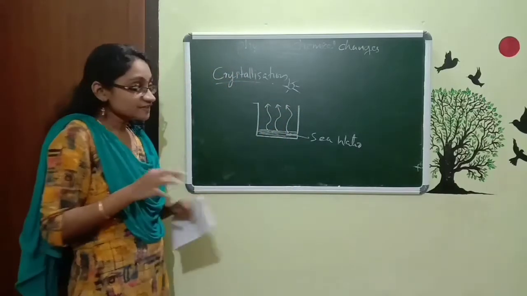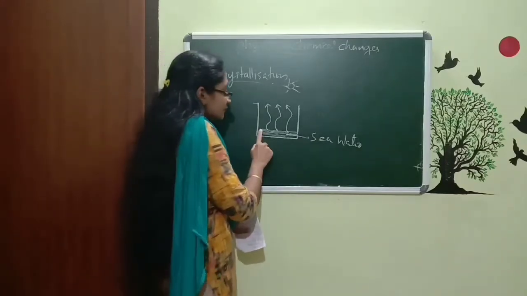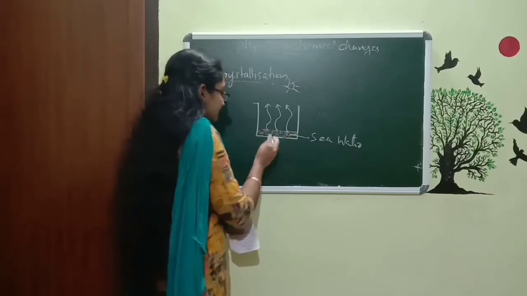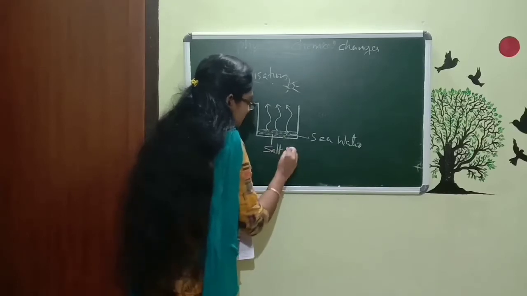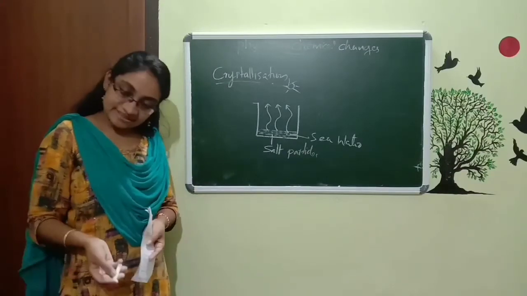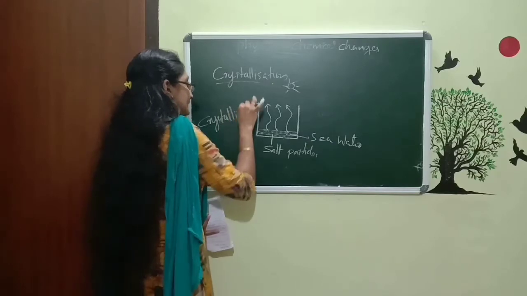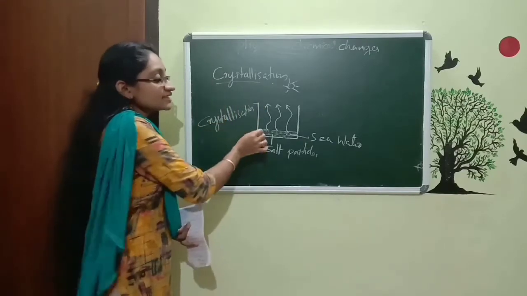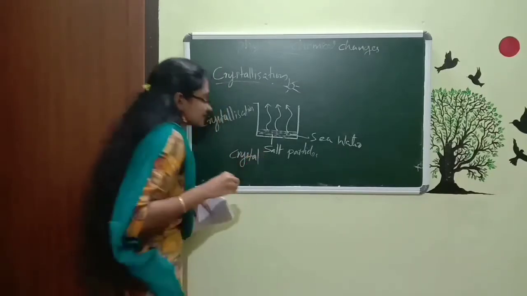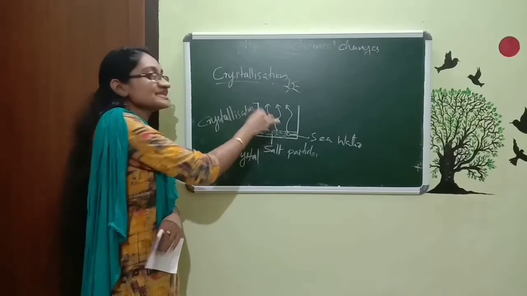And so, after all the water components are evaporated, what will be left here? You can see the salt particles left at the bottom of this beaker. This is actually what? Crystallization. This salt is crystal. Salt is crystal, and so we can say this process is crystallization.